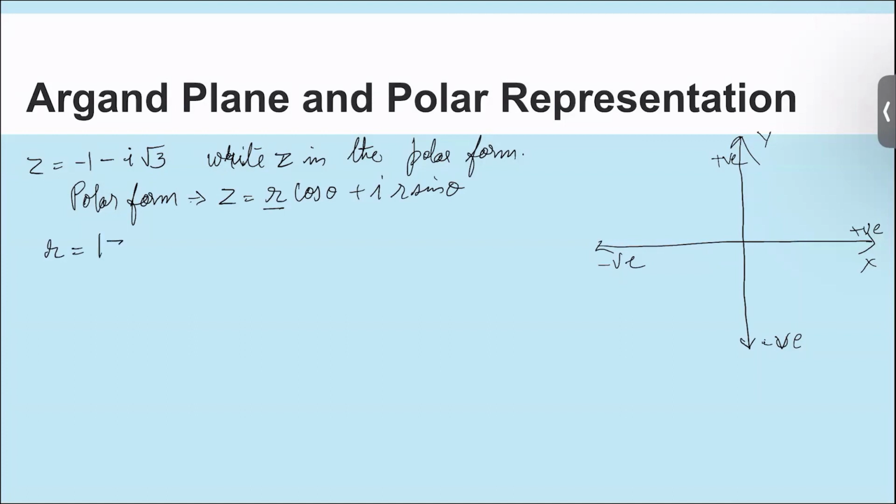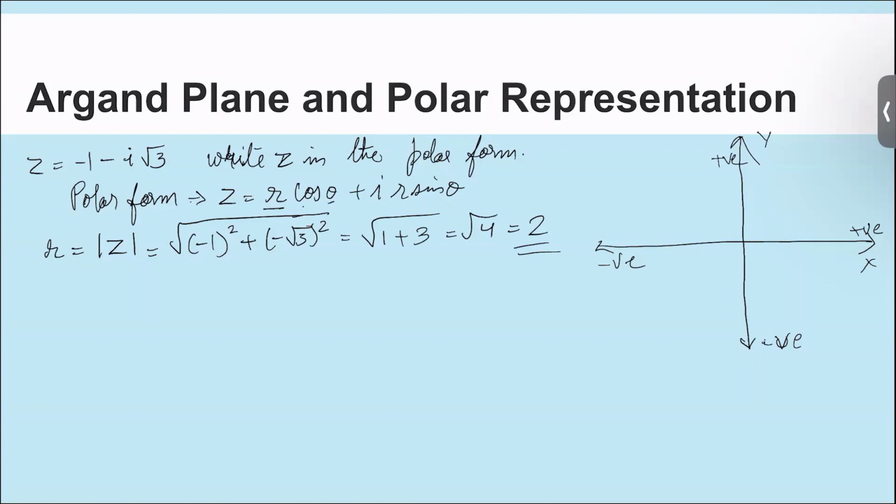r is nothing but the modulus of z, and that is going to be under square root, (-1) squared plus (-root 3) squared. That gives you 1 plus 3, root 4, which is equal to 2. So your r is 2. Now we will find cos theta and sin theta, because we also need to find the argument theta.